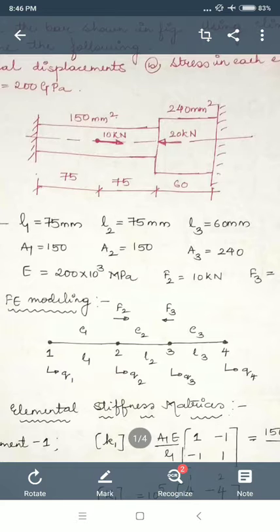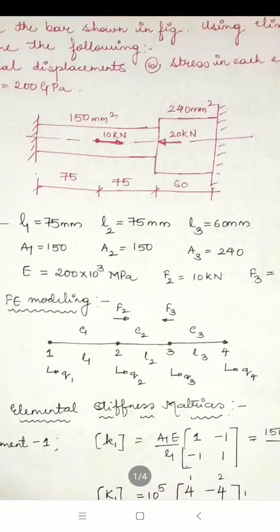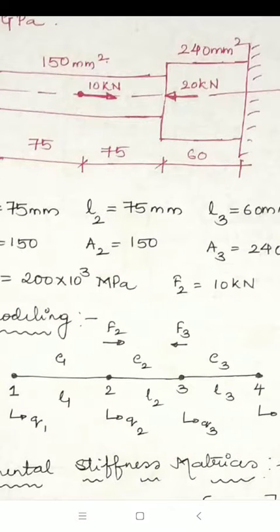In this problem, he has not mentioned which direction we have to assume positive. So it is our choice. I will assume towards the right side as the assumed positive direction. So 10 kilonewton is acting towards the right side, that I will take as a positive value. 20 kilonewton is acting towards the left side, which is opposite to the assumed positive direction. That's why I will take it as negative, minus 20 kilonewton.